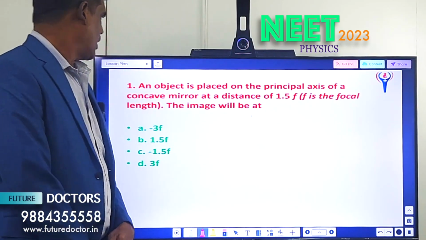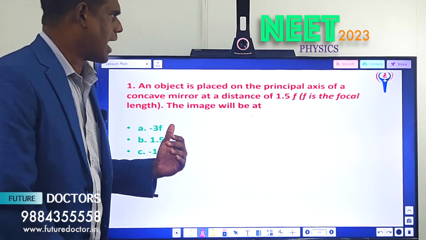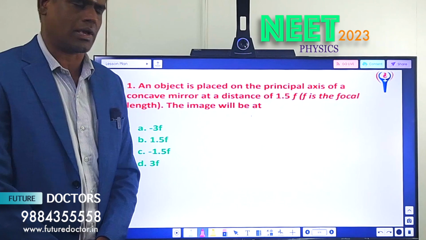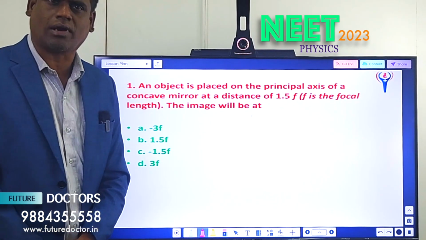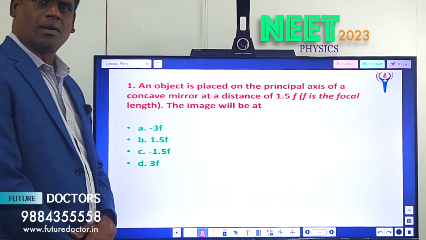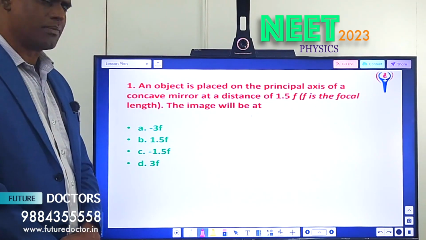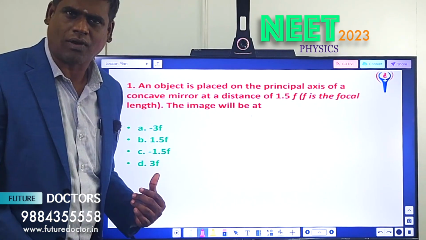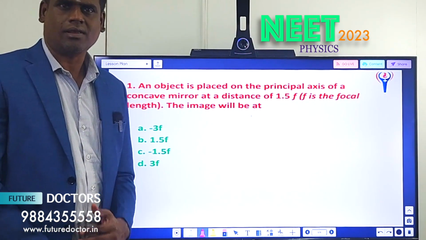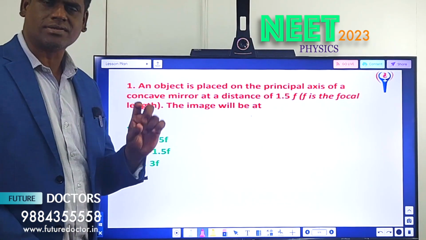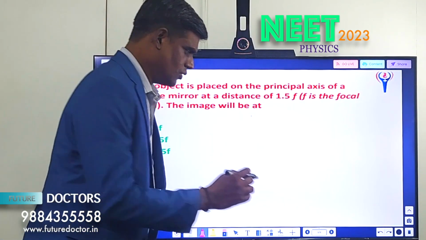Question number 1. An object is placed on the principal axis of a concave mirror at a distance of 1.5 f. What is f? f is the focal length of the mirror. The image will be at dash. Option A, minus 3 f. Option B, 1.5 f. Option C, minus 1.5 f. Last option, 3 f. You want to find the image distance in terms of the focal length. Let's move to question number 2.